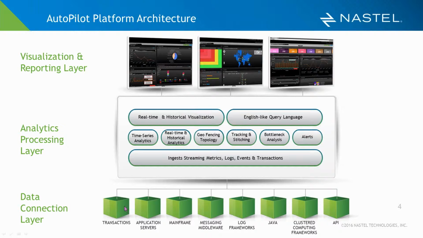These can be transactions in, of course, Java, .NET, but then also JMS and MQ and DataPower and Integration Bus and even IBM mainframe CICS Transaction Server. All the app servers, mainframe z, messaging middleware, which of course Nastel's very well known for, log frameworks like Apache Flume, Log4j, SLF4J, syslog, many, many others, clustered computing frameworks like Spark, and REST APIs. So a lot of information.